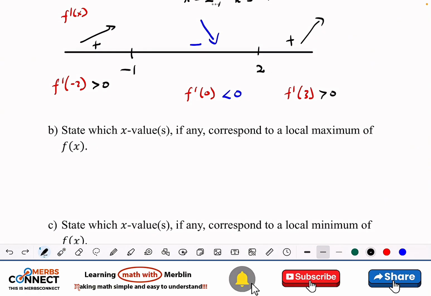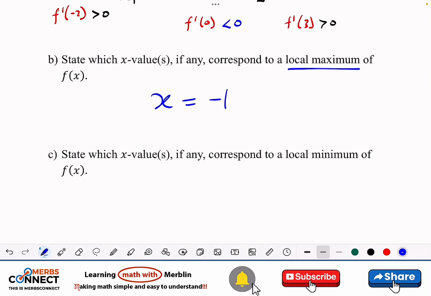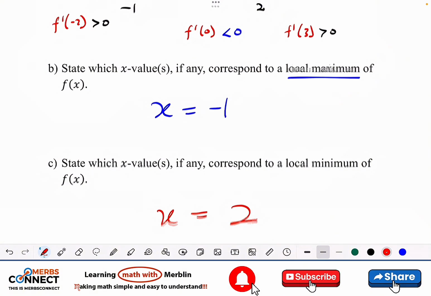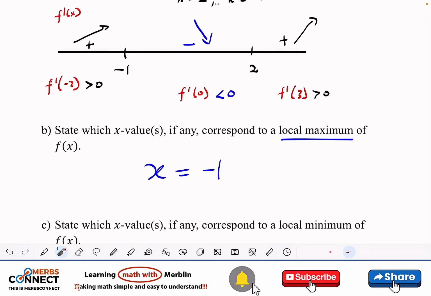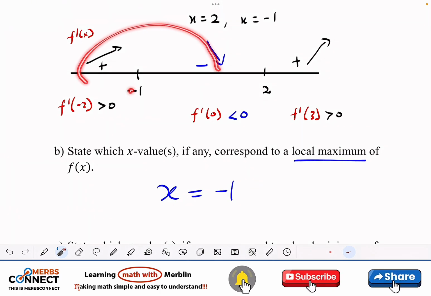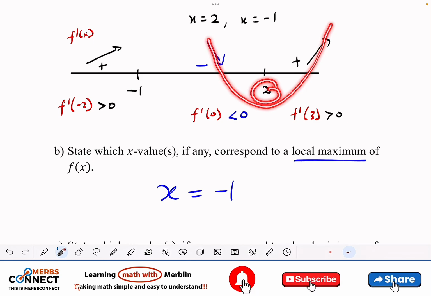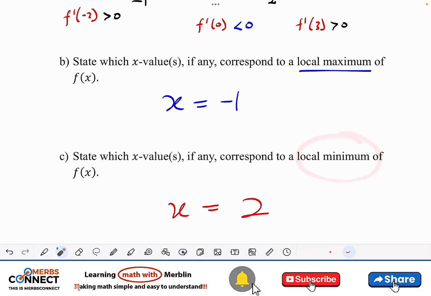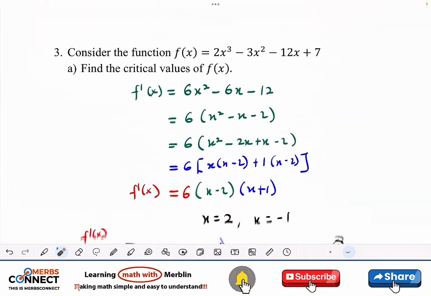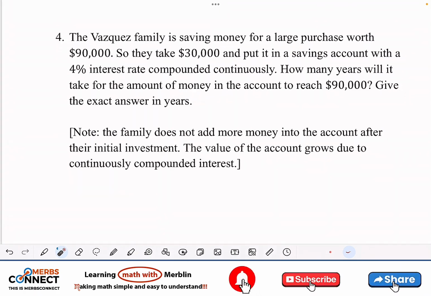So the x value for the maximum is x equal to negative 1, and the minimum is at x equal to 2. That is what we need to get from here, because at negative 1 is where we have the maximum and at 2 is where we have the minimum. So this is the local maximum and this is the local minimum. Good. Let's look at question 4.